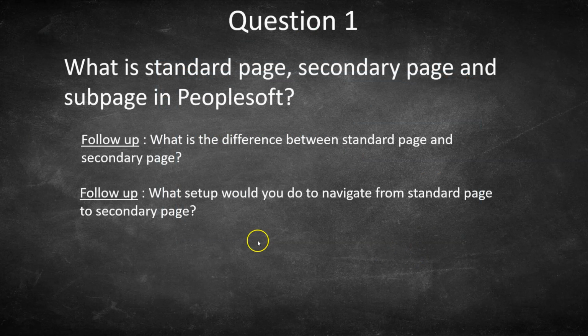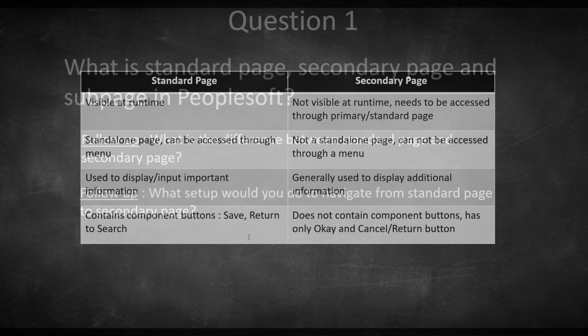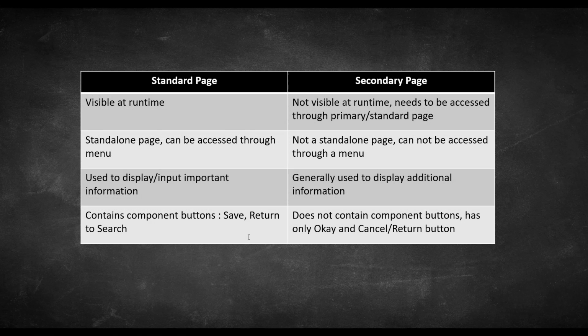A follow-up question is, what is the difference between a standard page and a secondary page? So the first difference is that standard page is visible to the user at runtime, as we saw with respect to an employee component. On the other hand, a secondary page will not be available to the user at runtime. The user will need to access the page, the secondary page, through a standard page.